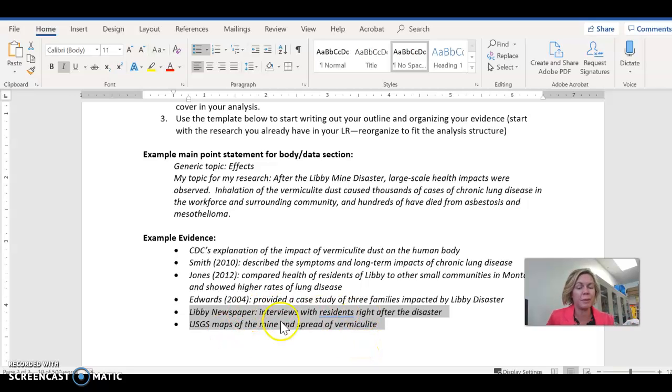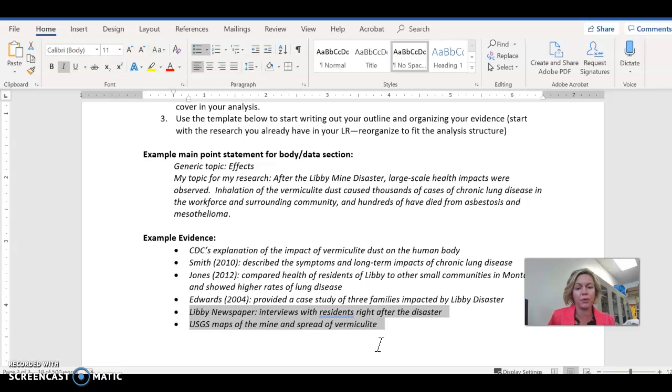One of those is a newspaper article, which has interviews from people affected by the disaster. Another one is a map to show how the mine disaster happened and how far the asbestos spread. The newspaper and the map for sure weren't in his original lit review, but they're things that he thinks would fit well here for the new audience that he's writing to make recommendations to.